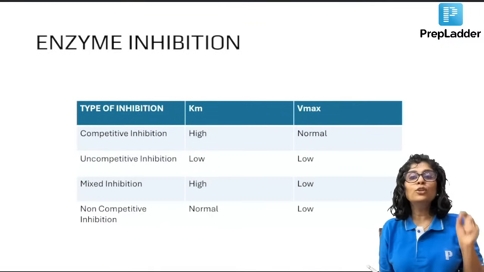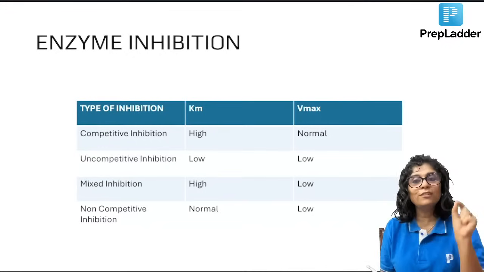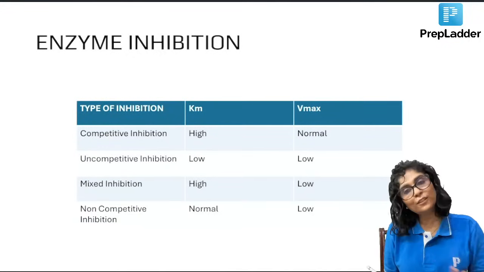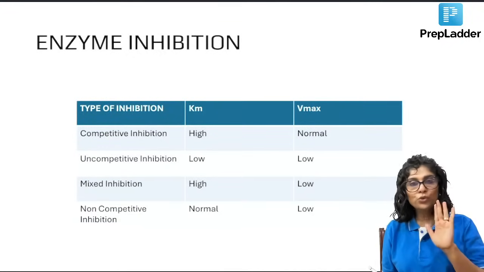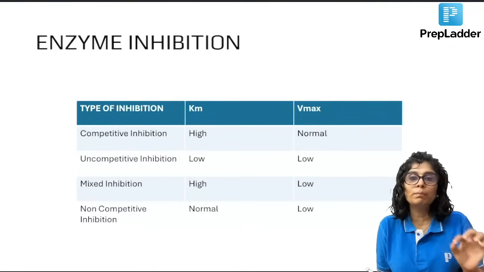Non-competitive inhibition, normal Km, NC/NK. Do you understand this? Non-competitive inhibition, it is normal Km, but Bmax is low. Okay. Now, using these facts, how am I going to check the Lineweaver-Burke plot?